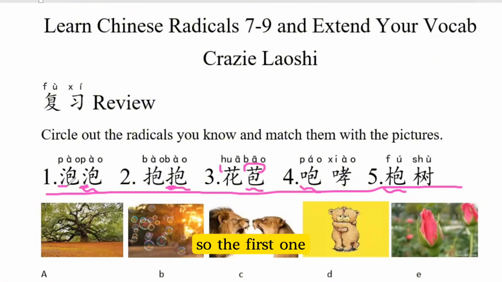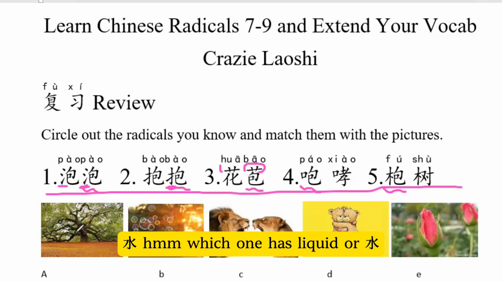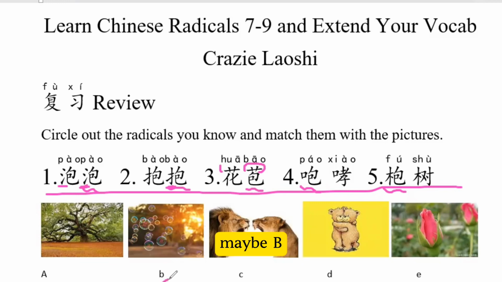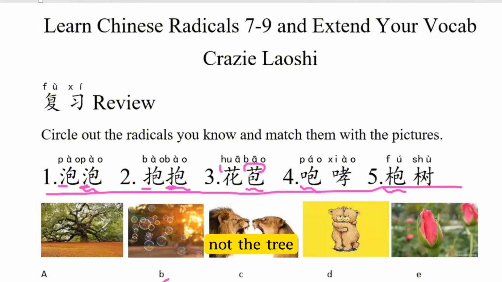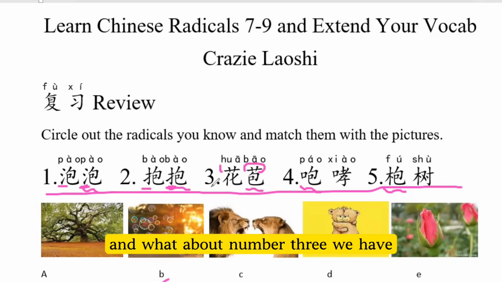So the first one, 水. Which one has liquid or 水? Maybe B. 2, 手, hand. Which one is an action that your hand does? Not the tree, not 2 lines together. It's possible. It's hug.